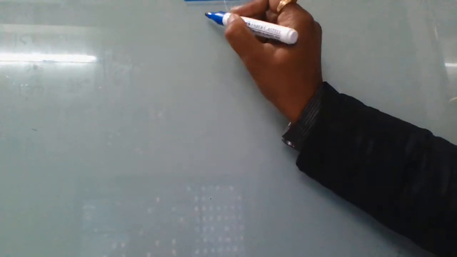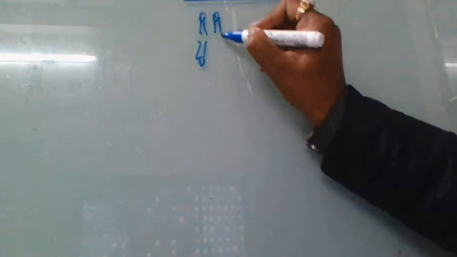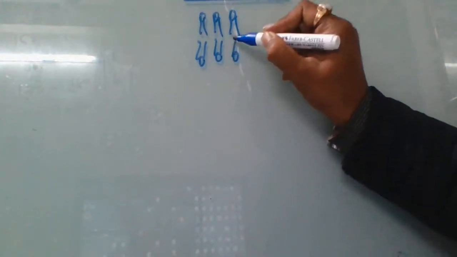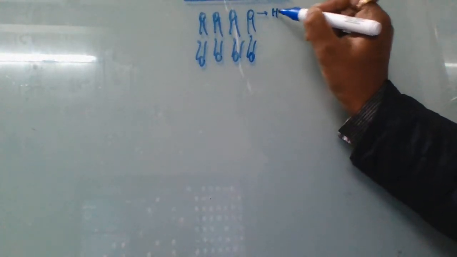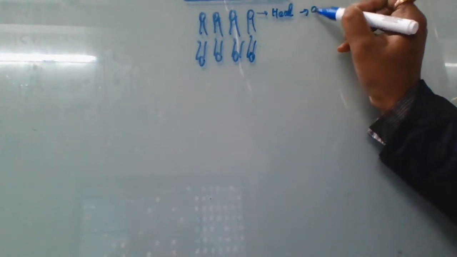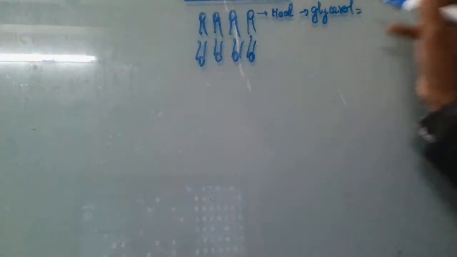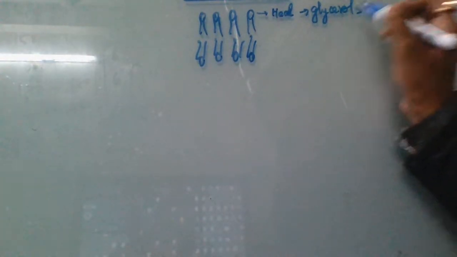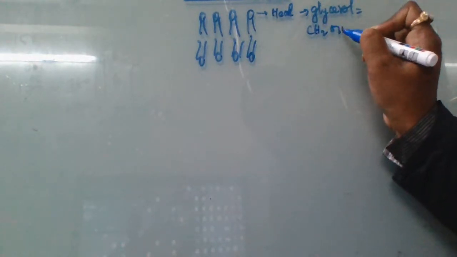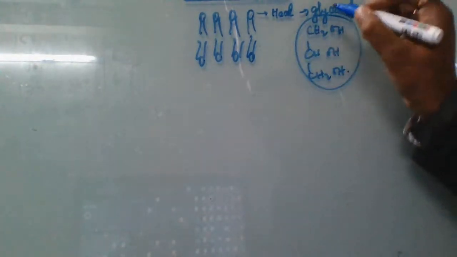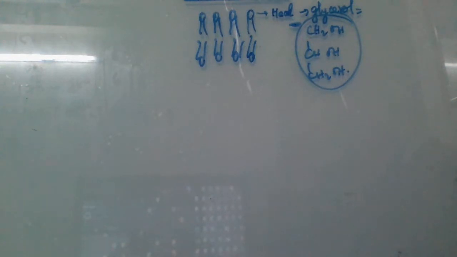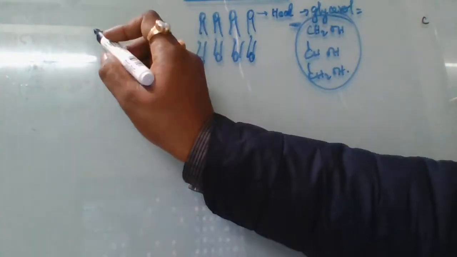The cell membrane, as we have discussed in our previous video, is made up of fatty acids. And this fatty acid has at its head glycerol. This glycerol has the chemical structure CH2OH, CHOH, CH2OH. So it is the head portion and bears a net negative charge. And it is linked with several fatty acids.